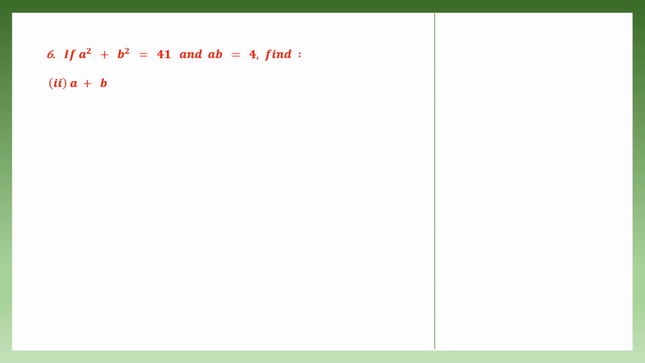Same thing, question 6, second part: find a plus b this time. So let's apply this formula. (a plus b) the whole square equals a square plus b square plus 2ab. So let's write that here. So (a plus b) the whole square. So we're finding the whole square first, which is equal to a square plus b square plus 2ab.